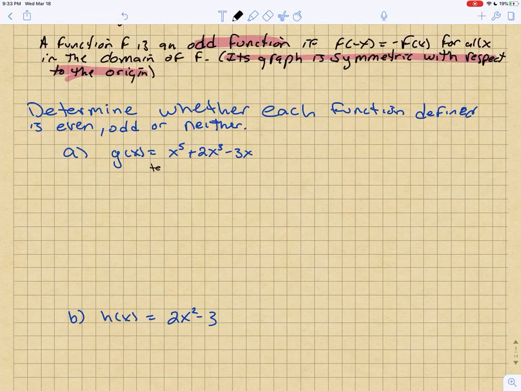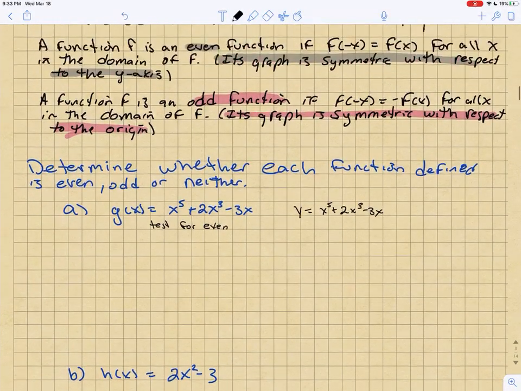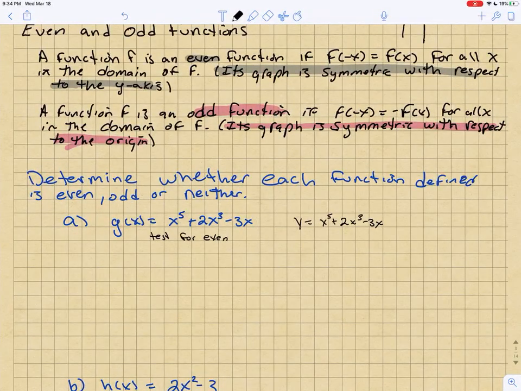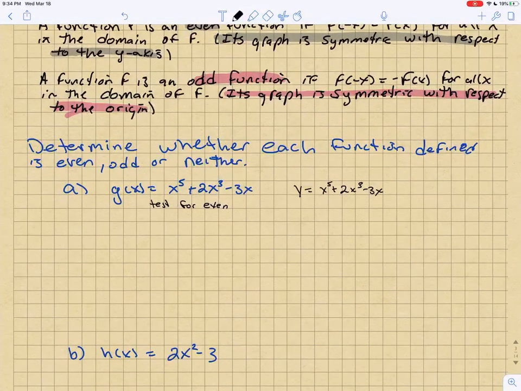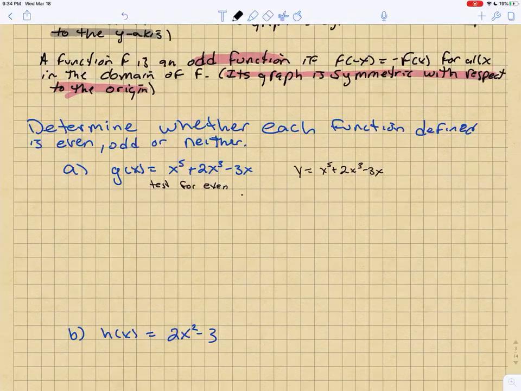So let's first test for even. Instead of g of x, I'm just going to write y is equal to x to the fifth plus 2x cubed minus 3x, because we said it was the test for even. The test for even is symmetric with respect to the y-axis, which means we replace all the x values with the opposite of x. So I get y is equal to the opposite of x to the fifth plus 2 times minus x to the cubed minus 3 times minus x.